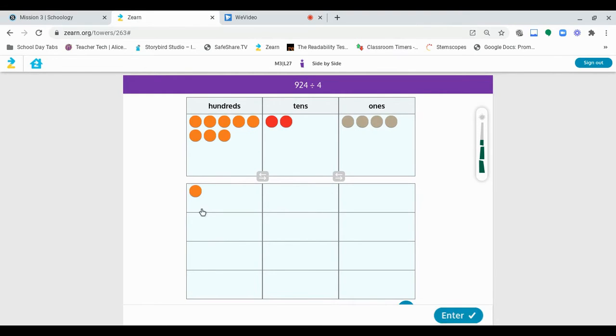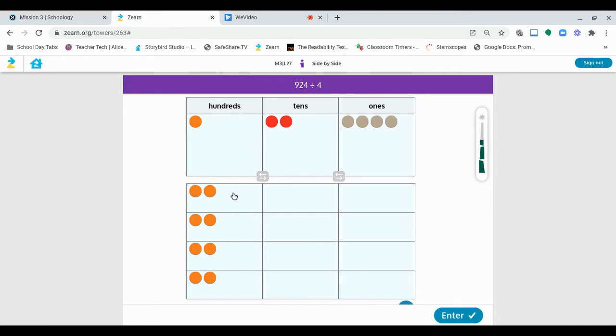Okay, so I'm going to start with my hundreds. So I have 9 hundreds, and I'm just going to keep going. So I put 1 in each group. Do I have enough to put 2 in each group? Do I have at least 4 more? 1, 2, 3, 4. I do. So I put another 1, 2, 3, 4. Alrighty. And now I have 1 left over.